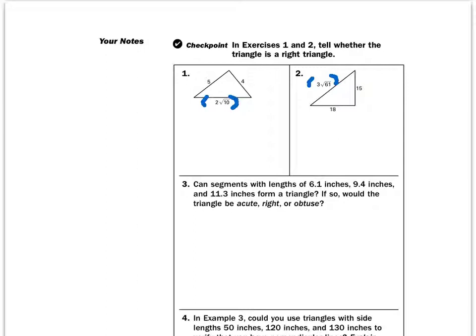Okay, so 3: can segments with lengths of 6.1, 9.4, and 11.3 form a triangle? So make sure to add 2 of them and see if the measurements of the 2 smallest are over the biggest. So it can form a triangle. Then square the 2 smallest and see if it's bigger, smaller, or equal to the third side.